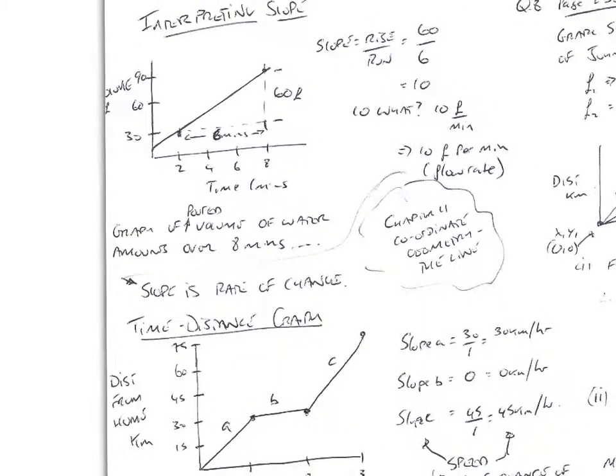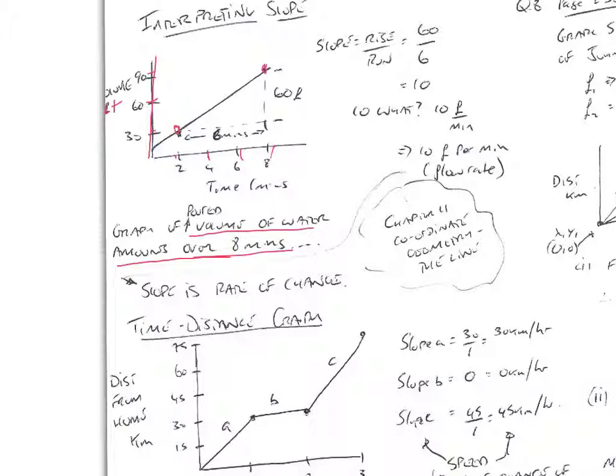What does slope mean? So let's say we have a graph of a poured volume of water into a tank, showing the volume amounts over 8 minutes. Okay, so we have volume in litres here, 30 litres, 60, 90, and 2, 4, 6, 8 minutes. At 2 minutes, 30 litres were in the tank, and at 8 minutes, 90 litres in the tank.